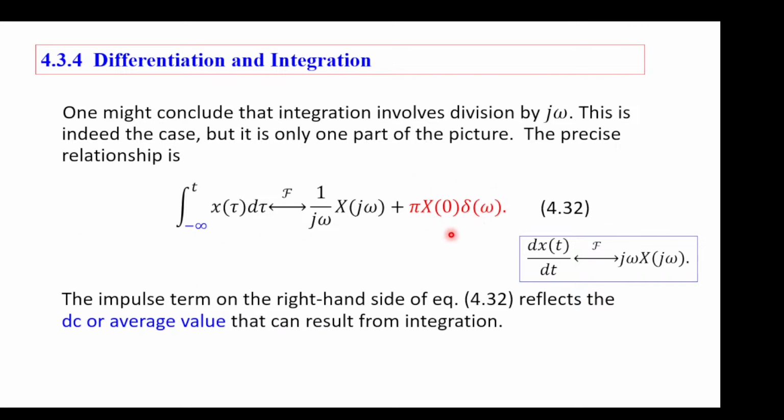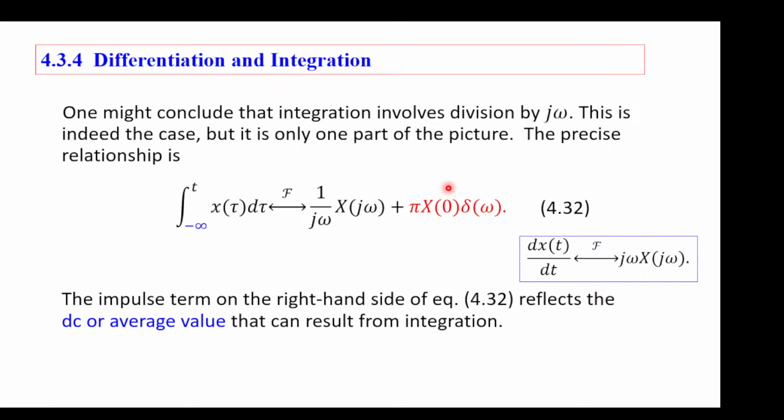Okay, so you will have a very divergent term of pi X(0) delta(omega) here. So here's a reminder. You have dx/dt giving j omega X(j omega), but you try to reverse this by doing integration back. Then you see that in addition to the 1 over j omega canceling your j omega, you also get this pi X(0) delta(omega) term. And it's hard to explain this term.